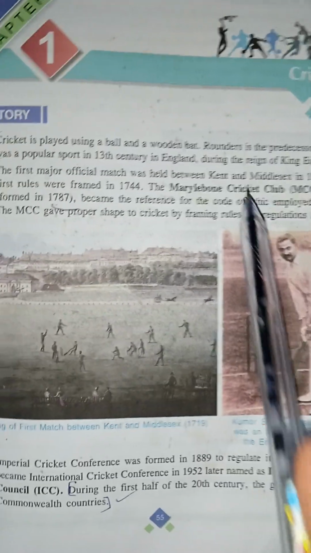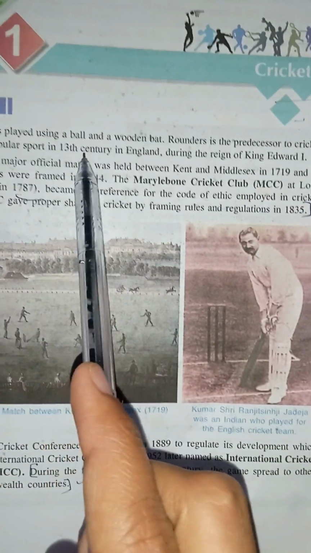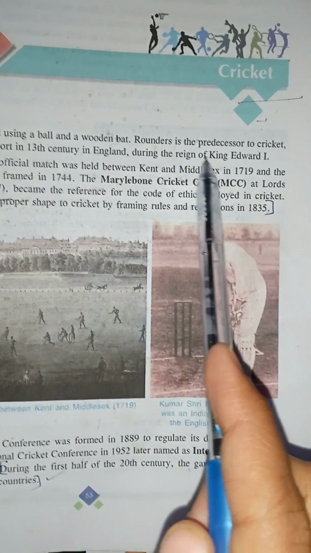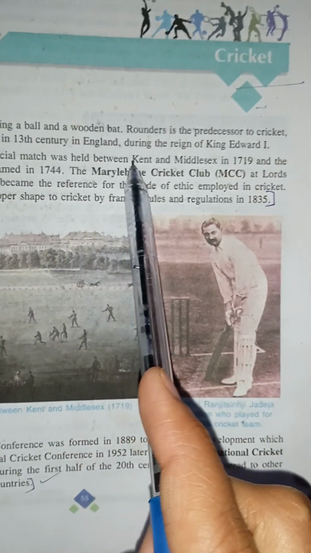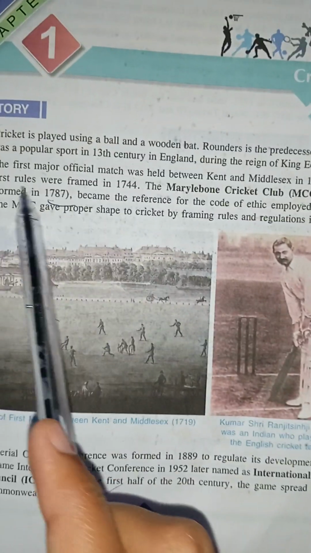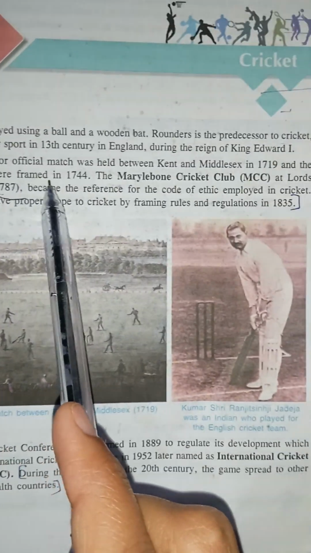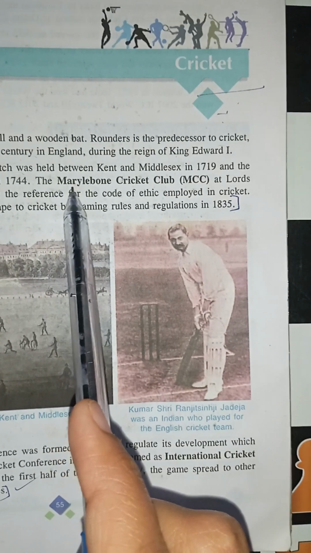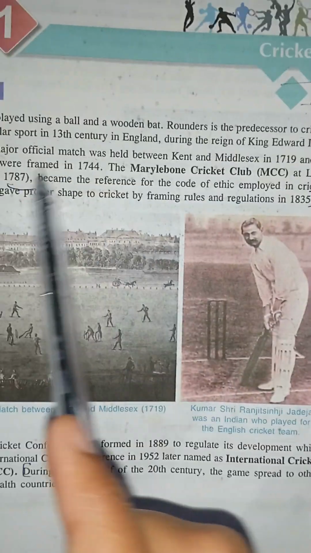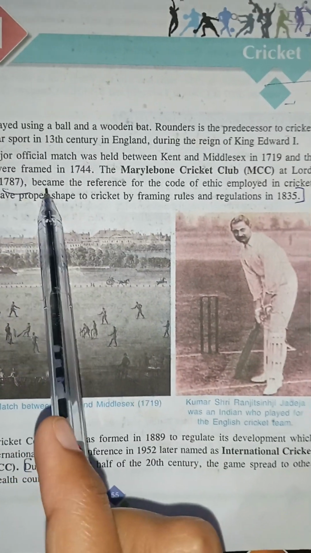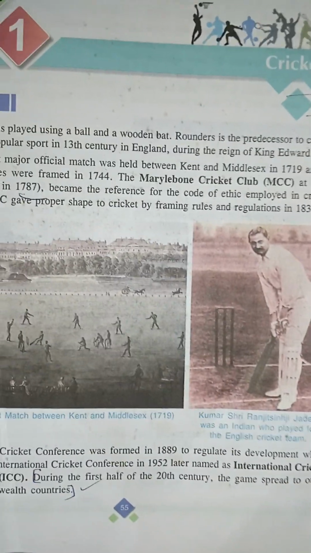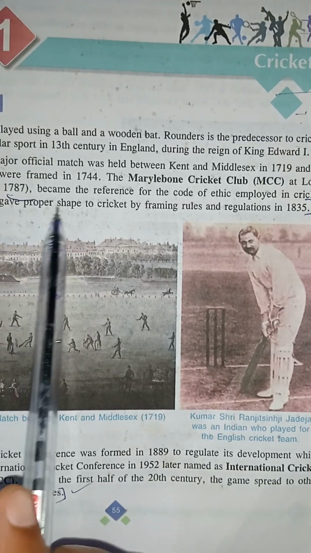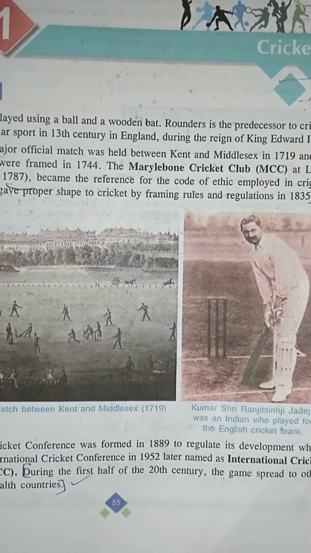Rounders, the predecessor to cricket, was a popular sport in the 13th century in England during the reign of King Edward I. The first major official match was held between Kent and Middlesex in 1719 and the first rule was framed in 1744. The Marylebone Cricket Club (MCC) at Lord's, formed in 1787, became the reference for the code of ethics employed in cricket. The MCC gave proper shape to cricket by framing rules and regulations in 1835.